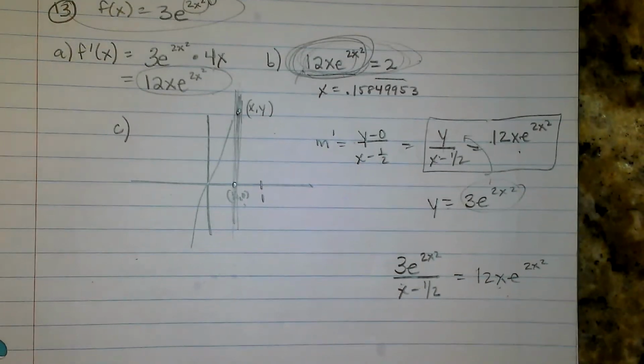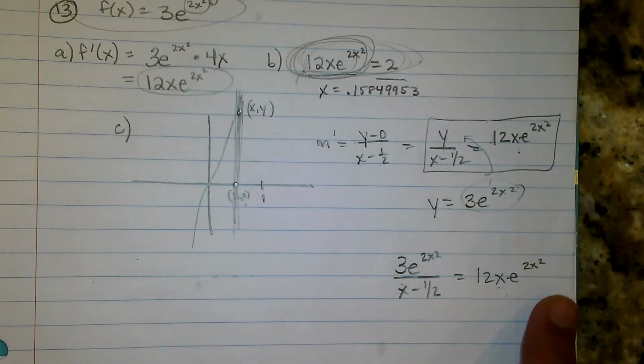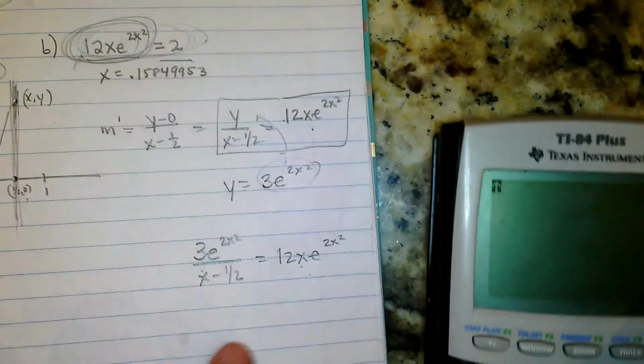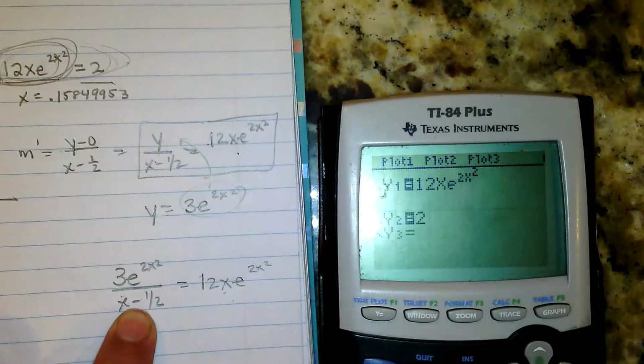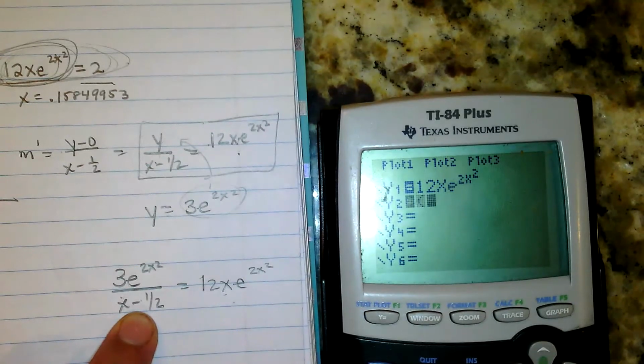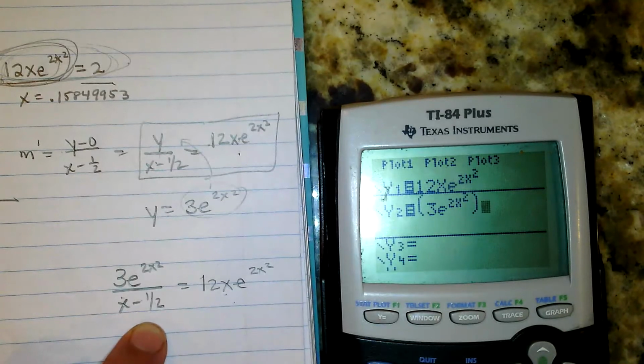Actually, let me just go ahead and do that. I might be able to cross multiply, factor out, but I'm still not positive that'll work. Okay, so I'm just going to go ahead and type in left side, right side. 12x e to the 2x squared, that's that side, and the other side is going to be 3e to the 2x squared divided by x minus 1/2.